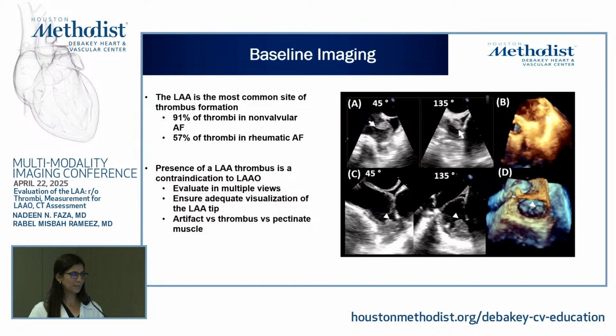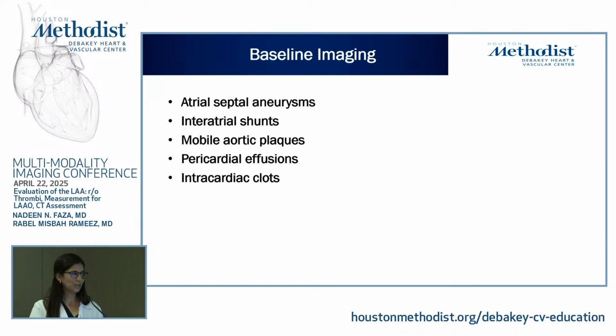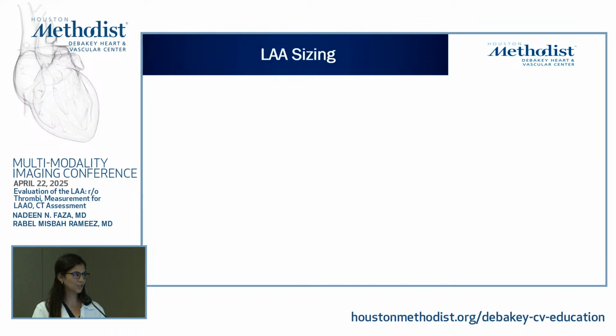And you also want to make sure that you identify the artifacts. If you have an artifact from the coumadin ridge, this will disappear when you use different planes. And also make sure that you're identifying the pectinate muscles, which can be contracting with the cardiac cycles. You want to evaluate your atrial septum for any aneurysms or shunts, evaluate for any mobile aortic plaques, presence of baseline pericardial effusions, and the presence of any intracardiac clots, which would be a contraindication to these procedures.